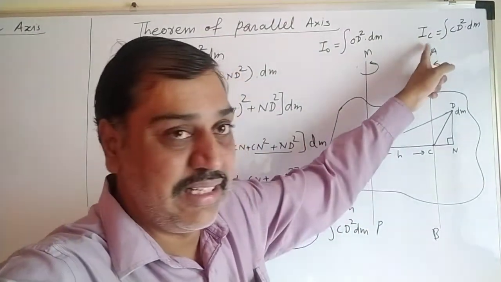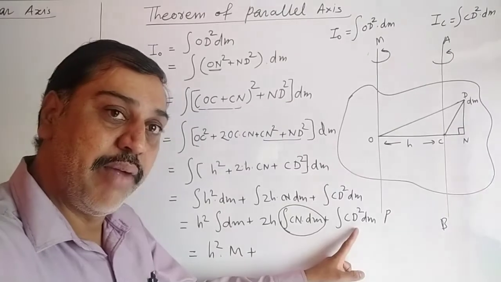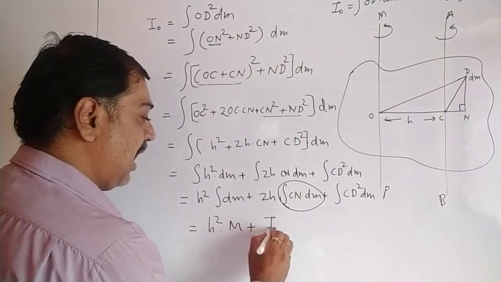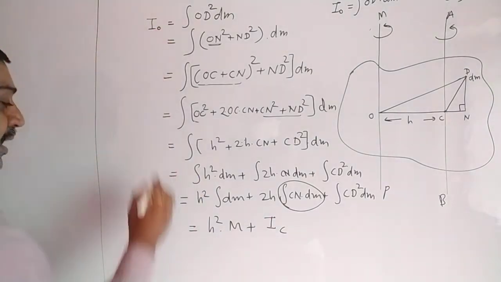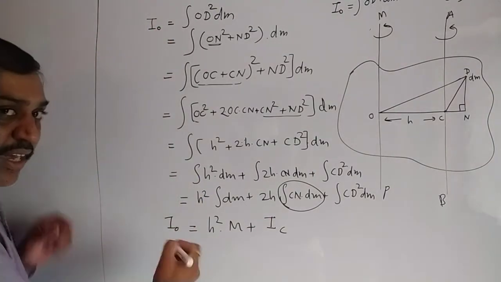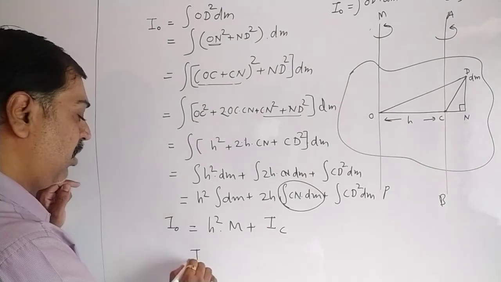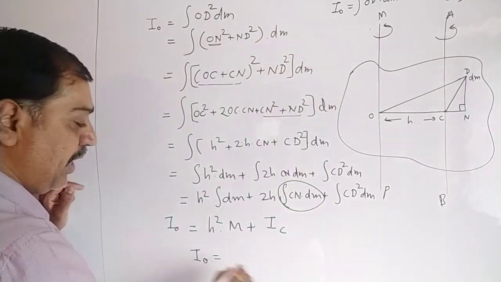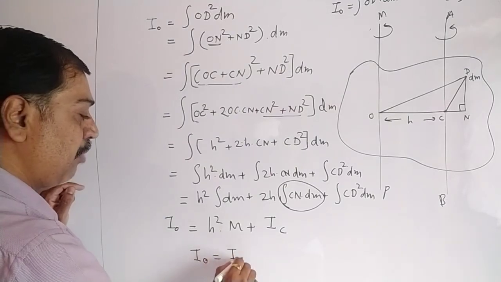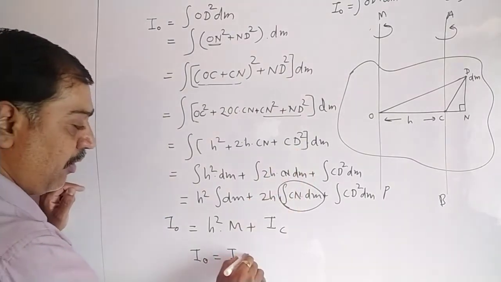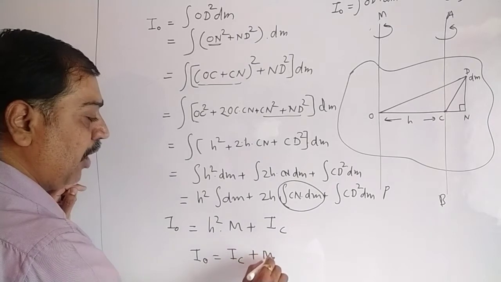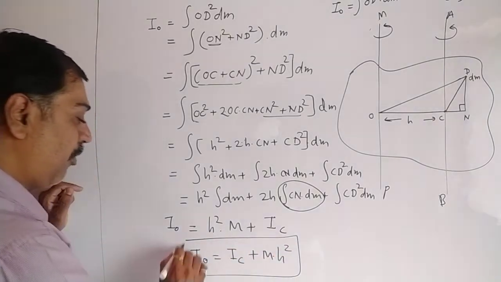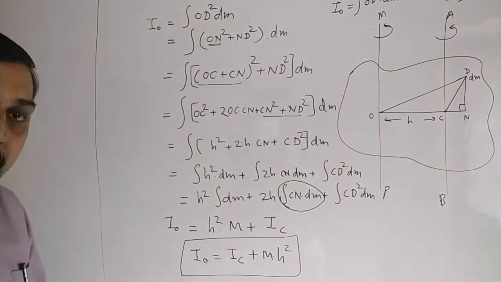It is IC. That CD square dm is nothing but IC. So you can write plus I suffix C. The left hand side is IO. So you can rearrange the terms and write here: moment of inertia about an axis MOP is equal to the sum of the moment of inertia passing from the center of mass plus the product of mass into distance square. So this is the mathematical formula for the theorem of parallel axis.